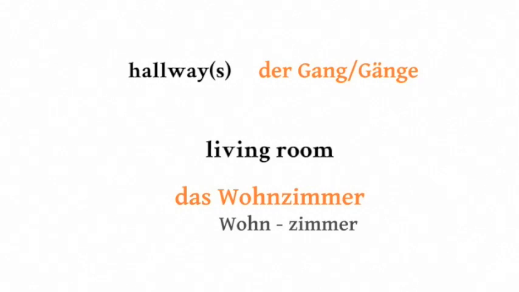The first word wohn comes from the verb wohnen, which can be translated as to live. The word itself doesn't have any meaning. Zimmer can be translated as room. Das Wohnzimmer.